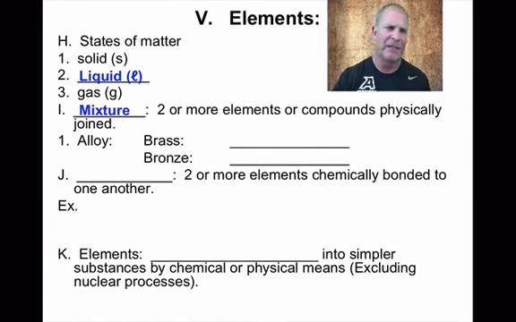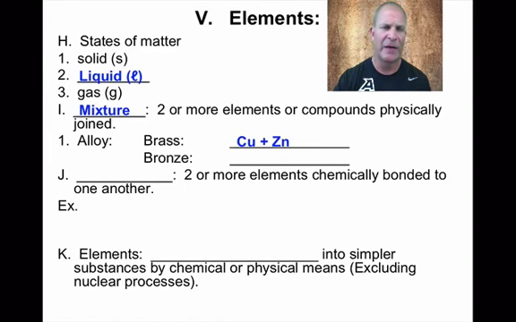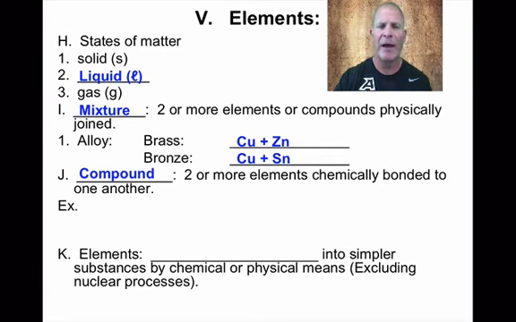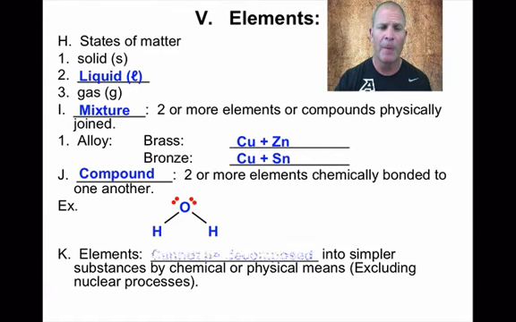Some things you need to know about the elements in general. There are 3 states of matter: solids, liquids, and gases. I'll put a lowercase s in parentheses, or an l, or a g, representing what state we find it in. A mixture is 2 or more elements or compounds physically joined together. An example would be an alloy: brass is copper and zinc, and bronze is copper and tin. Both were brought up in the video we watched, Hunting the Elements. A compound has 2 or more elements chemically bonded to one another, such as water, H2O. And elements cannot be decomposed into simpler substances by chemical or physical means, excluding nuclear processes.